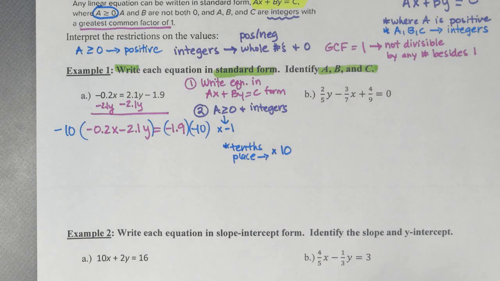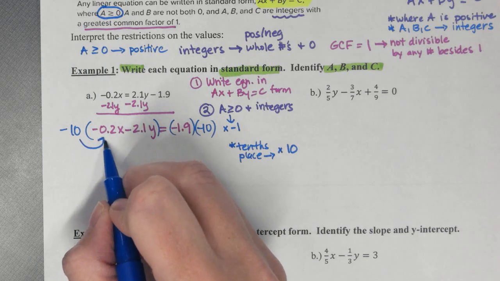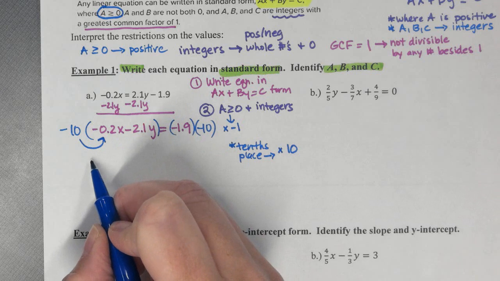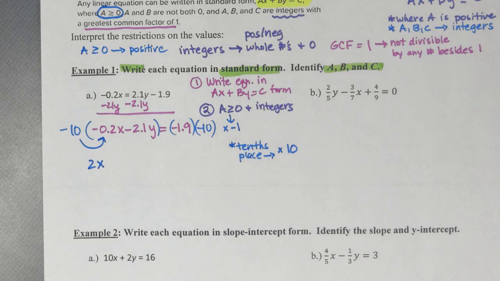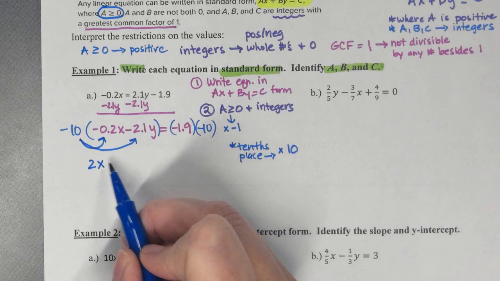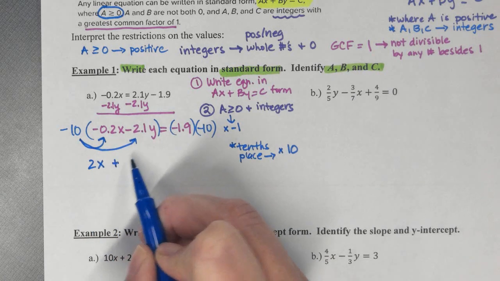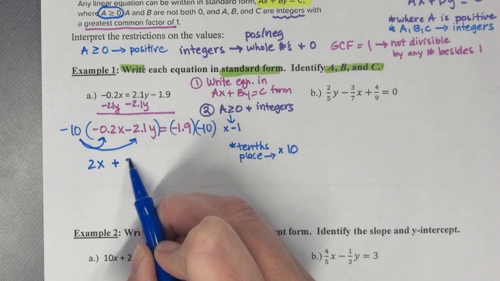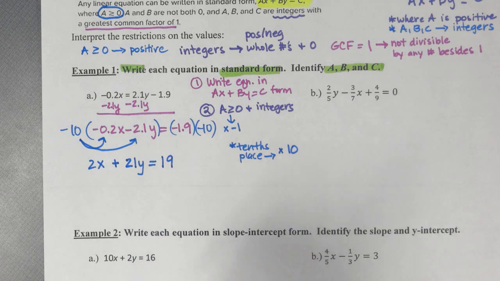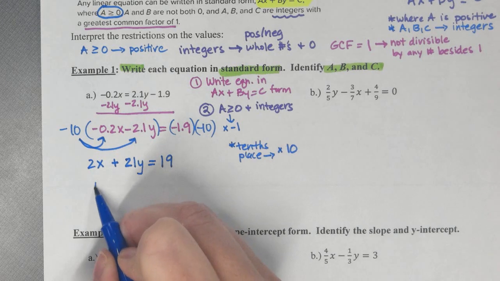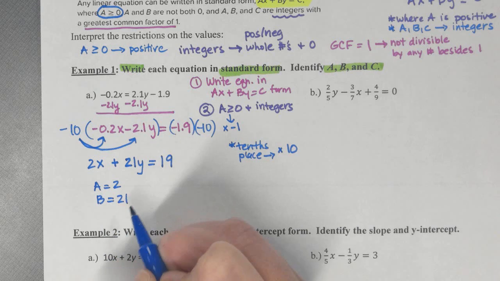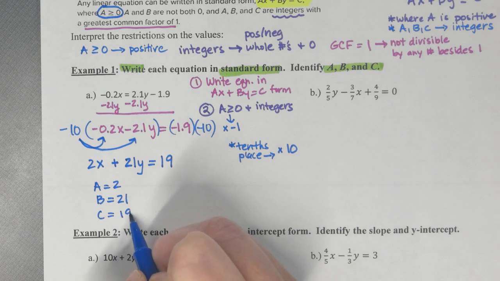and then we're just going to distribute. So -10 times -0.02x is going to be what? If I move the decimal place? 2x. Good. Okay, and then here, I would get a negative times a negative is a positive, so this is going to be what number? 21. And then you'll have 19. Okay, so your A value is 2, it's positive. Your B value is 21, your C value is 19.